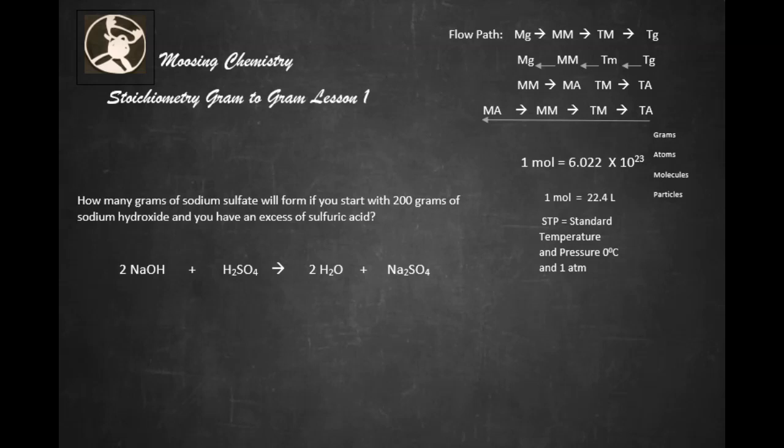This is Stoichiometry gram to gram lesson 1. How many grams of sodium sulfate will form if you start with 200 grams of sodium hydroxide and you have an excess of sulfuric acid? Okay, well, let's go ahead and do this.